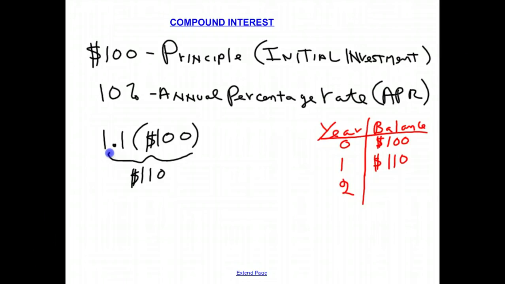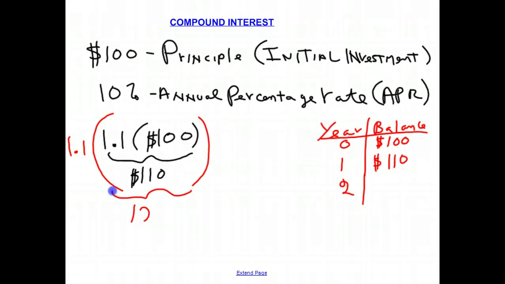In our second year, we would have to multiply our balance of $110 by 1.1 again. So let's put big parentheses around here, and let's multiply by 1.1 again. And if we do that, it turns out that when you multiply $110 times 1.1, we get $121. So in year 2, we'll have $121 because we simply found 10% of $110, which is $11, and added it on, and now that's how much money we have. Let's do it one more time.